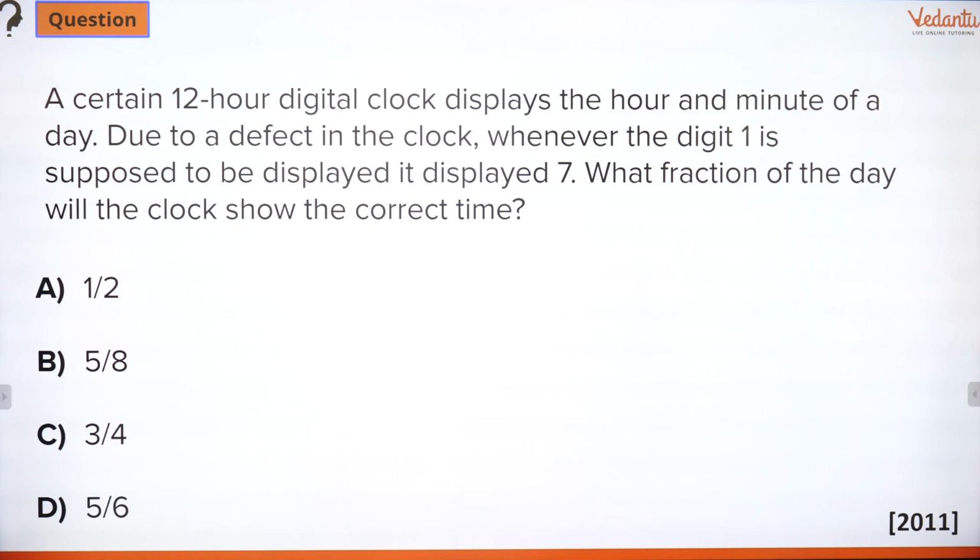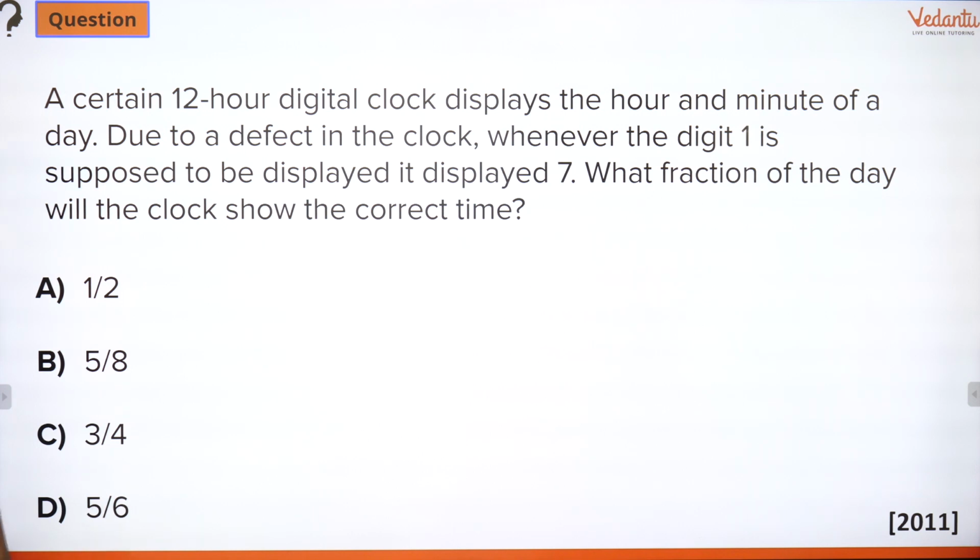Okay. And due to a defect in the clock, what happens is probably inside some circuit got damaged, and whenever your 1 is supposed to be displayed, instead of 1, you will have 7 displayed. So let's say it is 1 o'clock, but it will show as 7 o'clock, isn't it? So that is a mistake. Now, definitely that time is wrong, right?